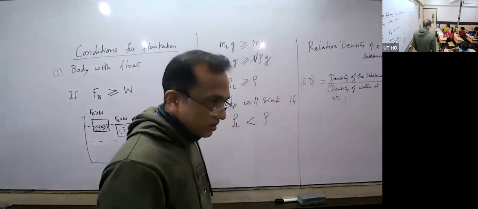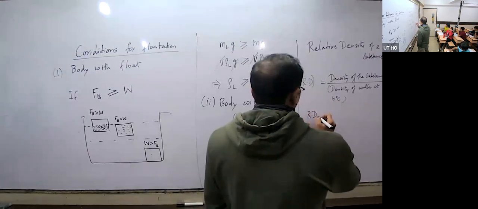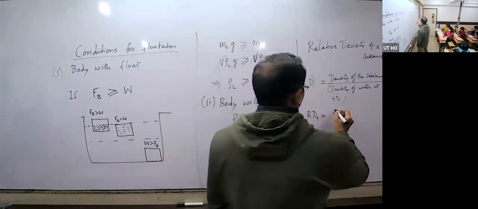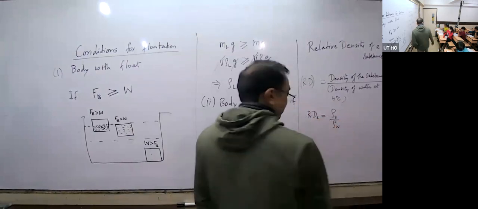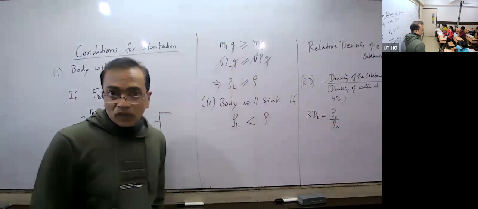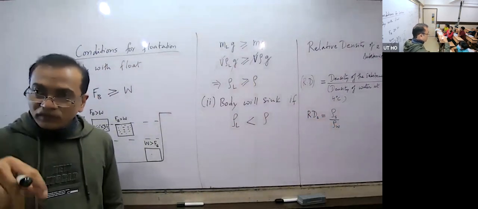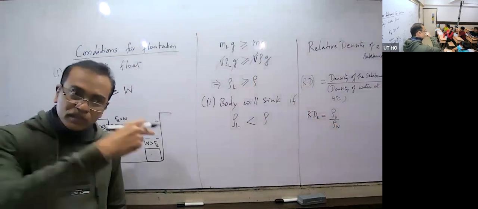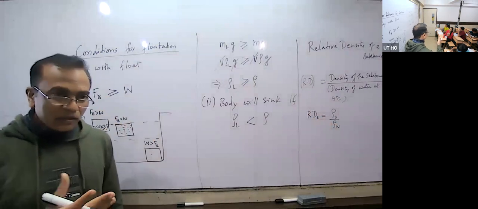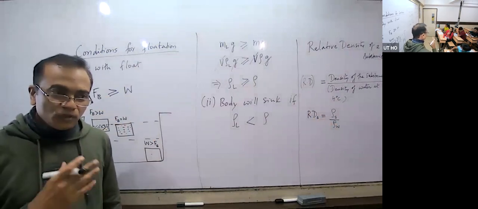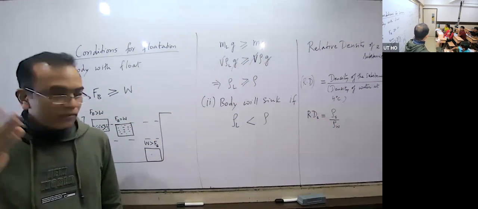So relative density of a substance is equal to density of a substance divided by density of water. That's why we say relative, it is comparison. Comparison of density of any substance with density of water is its relative density. Got it? And density of water we know since we took birth.